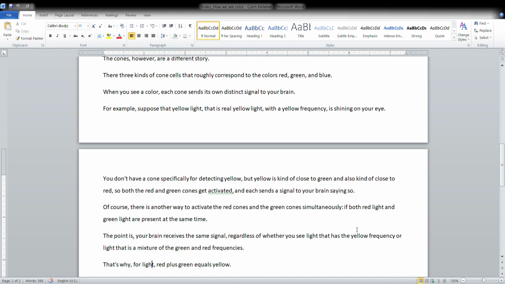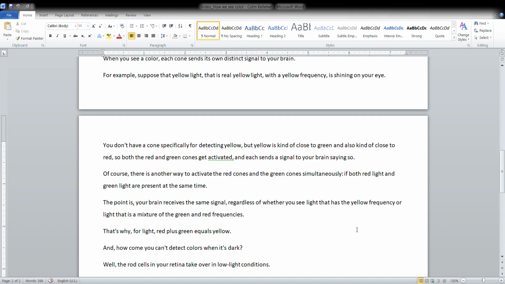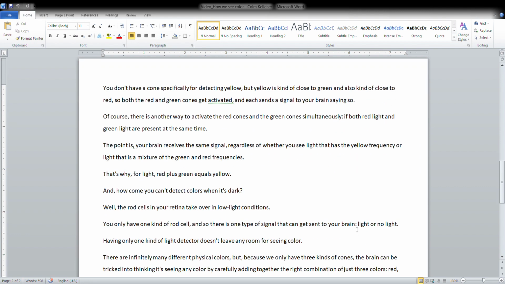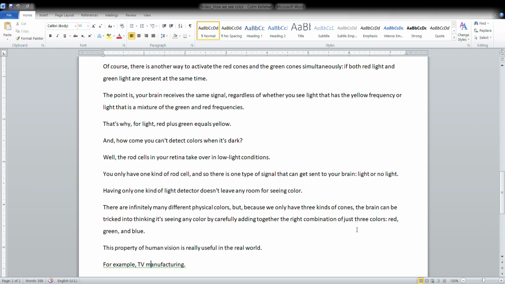brain saying so. Of course, there is another way to activate the red cones and the green cones simultaneously: if both red light and green light are present at the same time. The point is the brain receives the same signal regardless of whether you see light that has the yellow frequency or light that is a mixture of the green and red frequencies. That's why for light, red plus green equals yellow.